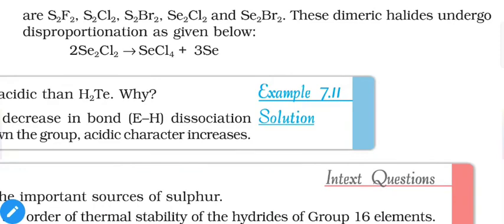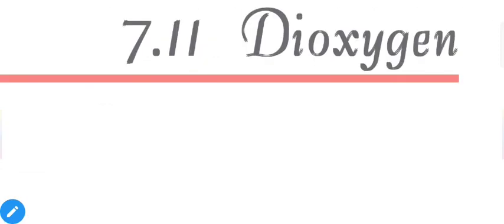As mentioned, Se2Cl2 gives us SeCl4 and Se. That means in Se2Cl2, Se has +1 oxidation state. In SeCl4 it has +4 and in Se it has 0 oxidation state. In the next lecture we will start with dioxygen.